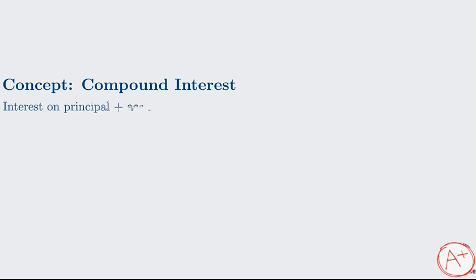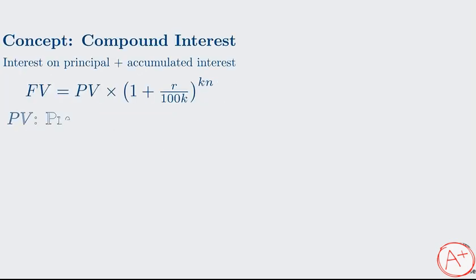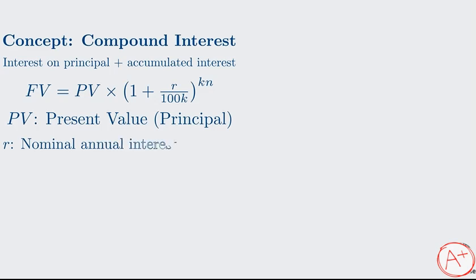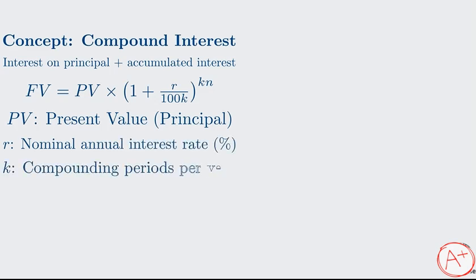In the IB curriculum, financial models primarily use the properties of geometric sequences. We use this general formula to find the future value, where PV is the present value or initial principal, R is the nominal annual interest rate as a percentage, k is the number of compounding periods per year, and n is the number of years.